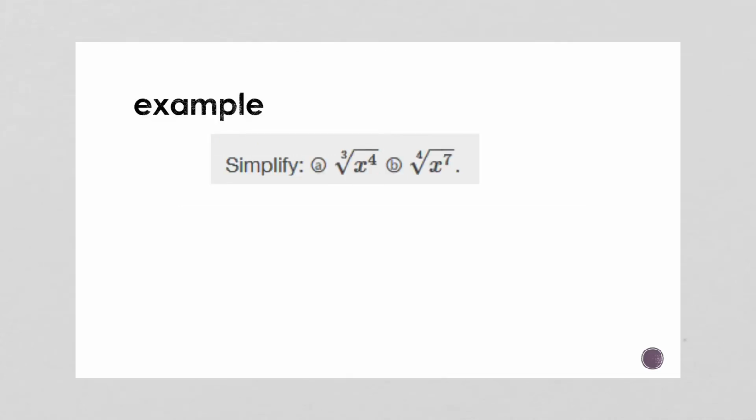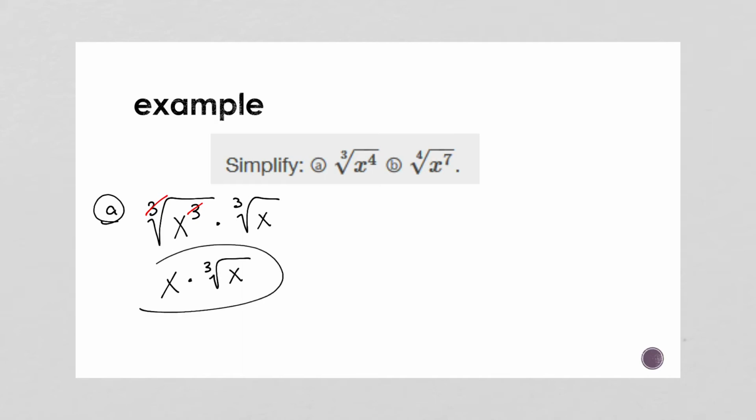So, for part A, we're allowed to write it like this: the cube root of x to the third times the cube root of x. Okay? We're allowed to split it apart. And remember, I did that because this cancels this. So I'm left with just plain old x right here times the cube root of x. And there we go. We're done. And by the way, this dot right here may or may not be there. So it could look like that, or it could look like that. Either way, it's the same.